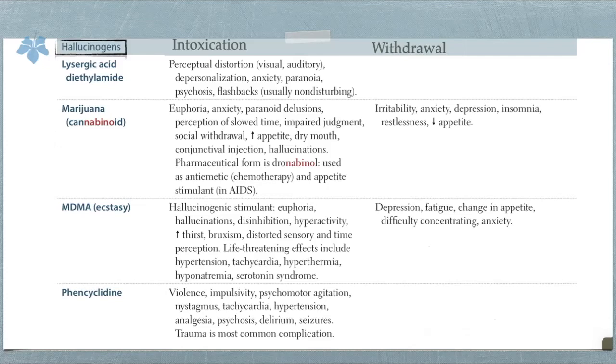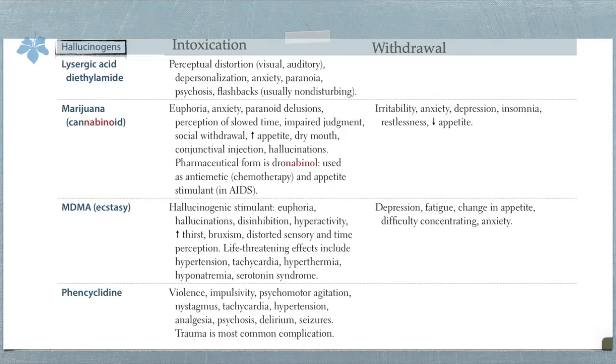For LSD intoxication, as the name hallucinogen suggests, patients are basically having hallucinations. For LSD, they may have visual or auditory hallucinations, and in addition they experience depersonalization, anxiety, paranoia, and can even have psychosis, and they can have flashbacks.